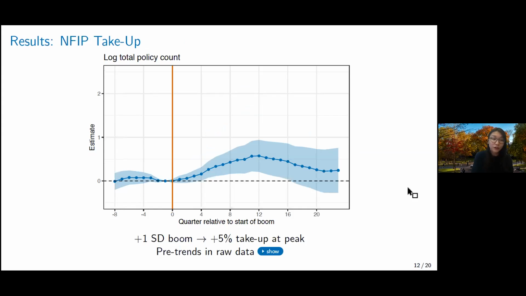Now, if we turn to NFIP take-up, this is what we find. Similarly, we find a pretty flat pre-trend, and then we see the same increasing and decreasing pattern over the same time period, and it's peaking around the same time.